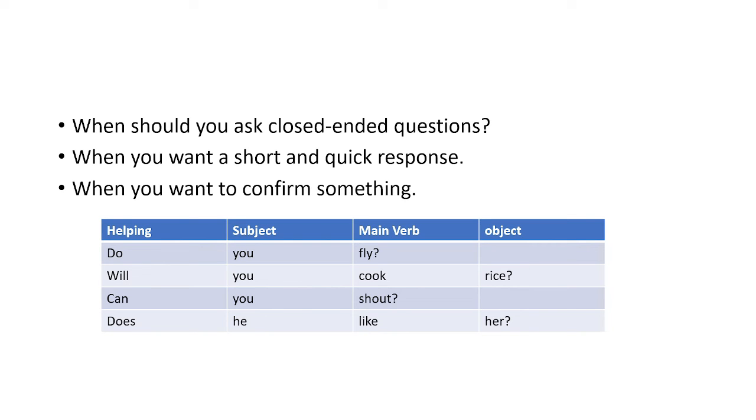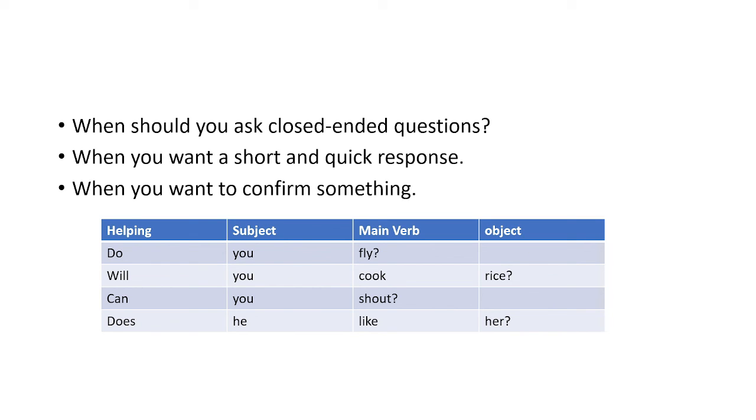Okay, so how do you construct closed-ended questions? Again, there are usually no WH or how words in closed-ended questions, so they begin with the helping verbs. Closed-ended questions equal helping verb plus subject plus main verb plus object, if any. For example, you can see in the chart, do you fly? Will you cook rice? Can you shout? Does he like her? So here you can see that the WH word or how is missing. Therefore, these questions start with the helping verb, so these are the yes-no type questions.